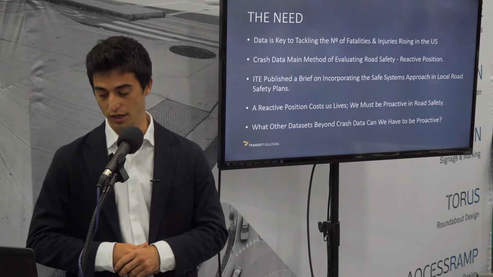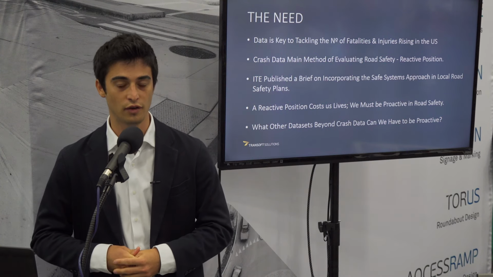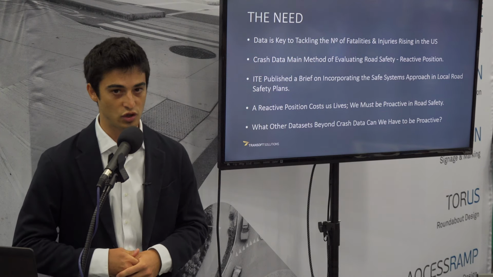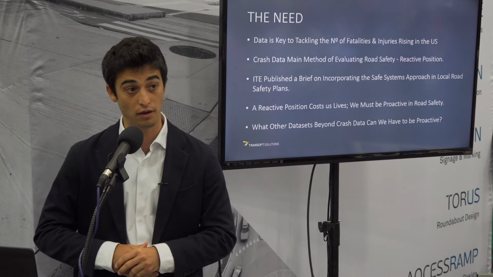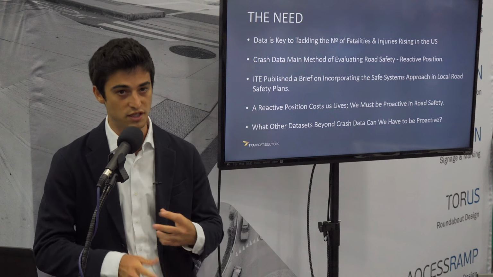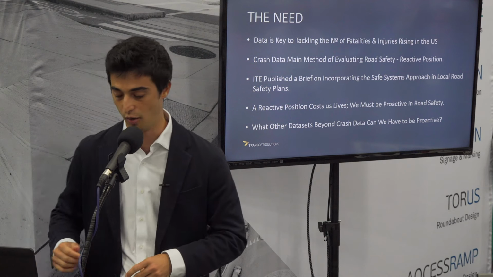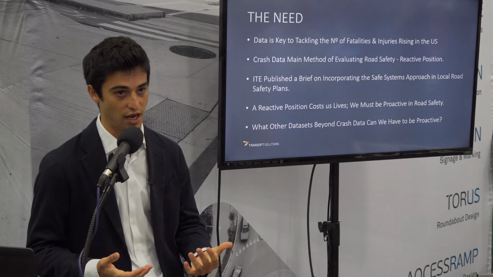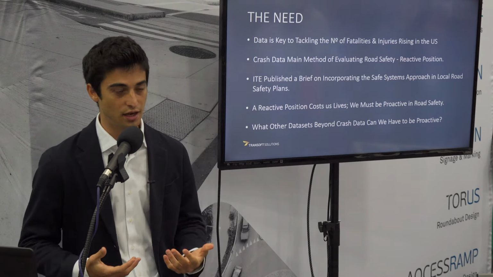And for those of you that haven't been up to date this year, we see a lot of industry shifts towards road safety as a priority, not only a check in most traffic projects. And ITE is very involved, and it published a brief in May, I believe, about how to incorporate the safe systems approach in local plans, and I'll be referencing this report a little bit today. So going back, the reactive position is costing us lives, so we need to be more proactive. But what does that mean? Well, in terms of the data, what other data sets can we use to be more proactive?